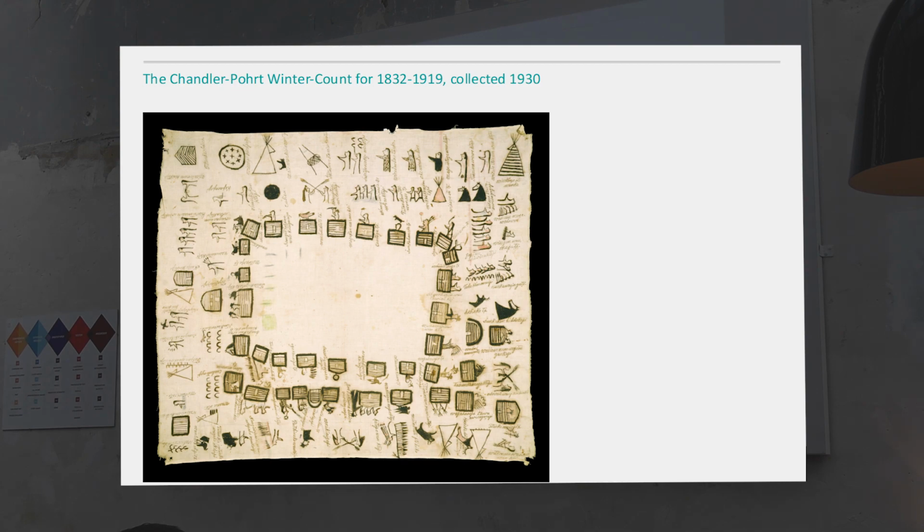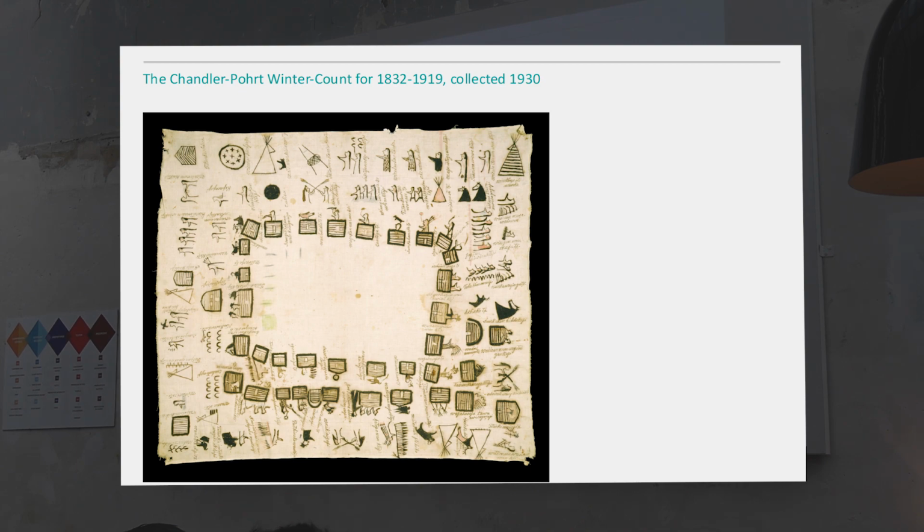This is another winter count that's drawn in ink and colored pencil on cotton. These are materials that people had when they were confined to reservations and prisons. So many of the examples that we have are drawn this way while people were incarcerated. There was a market for collecting winter counts in the late 19th century, early 20th century.